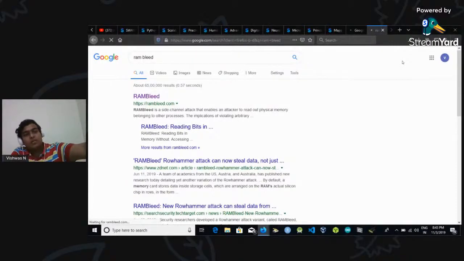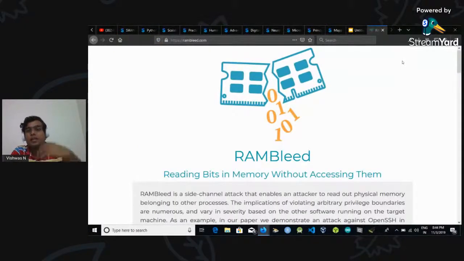So what you want to do is just go there and type in RAMBleed on your Google search. What you are going to get is this paper. And this paper is something like the gold standard for explanation, which I also used. This technology is something where you will never get to know what is really happening: reading bits of the memory without accessing them.